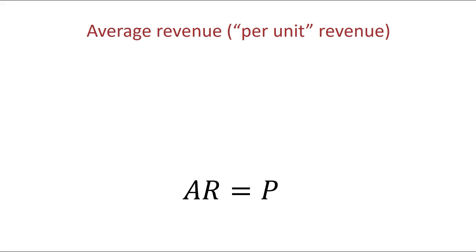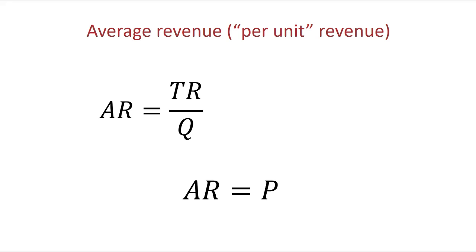In fact, we can prove very simply that price and average revenue are always the same by doing a little bit of simple algebra. So here we have average revenue, revenue per unit, calculated by the total revenue earned divided by the total quantity sold. This will give us the revenue per unit, which is simple enough.